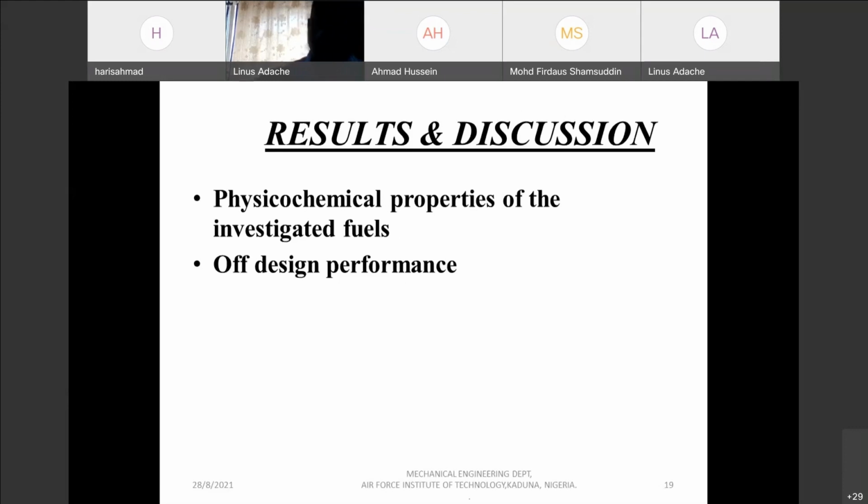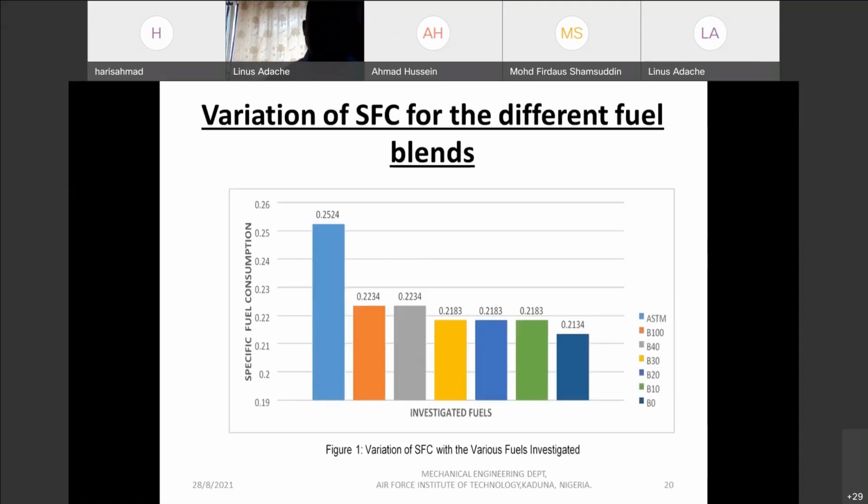Second, design performance. You can look at the graphs, variation of specific fuel consumption for different fuel blends. Yes, you can see that B100 has higher specific fuel consumption compared to B0, which is conventional diesel, meaning you have higher power output.